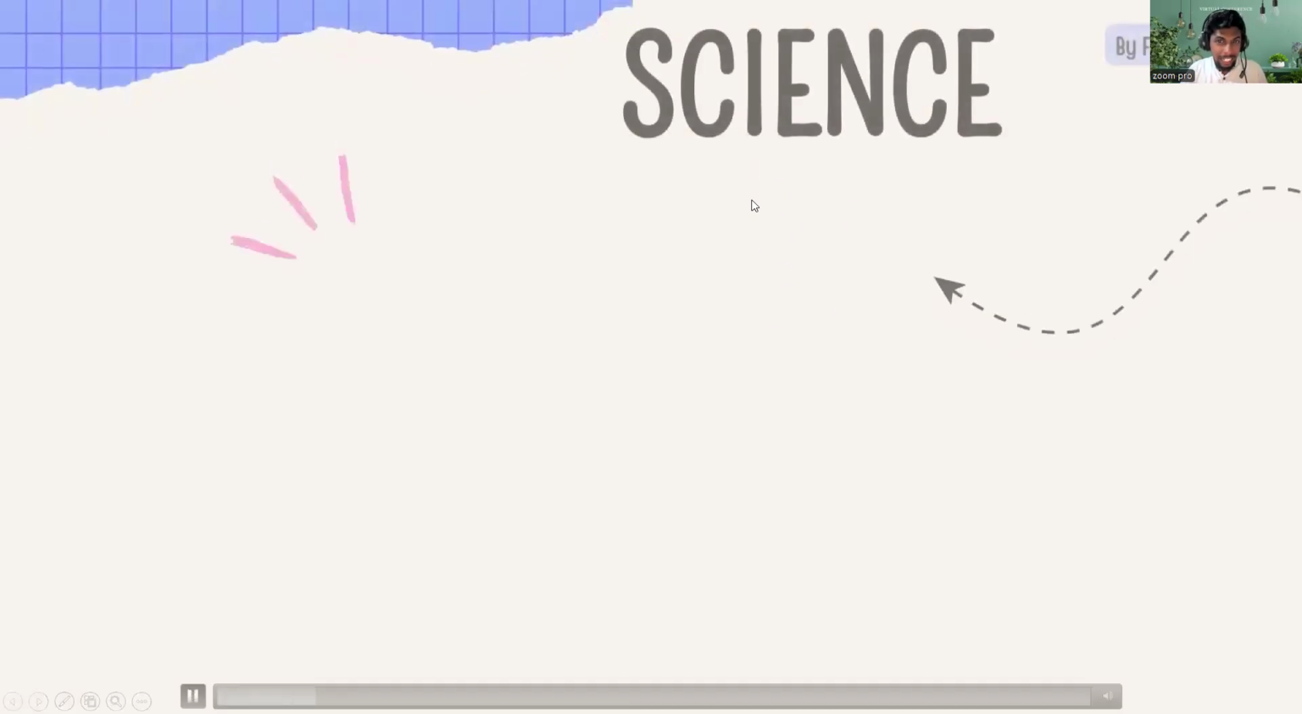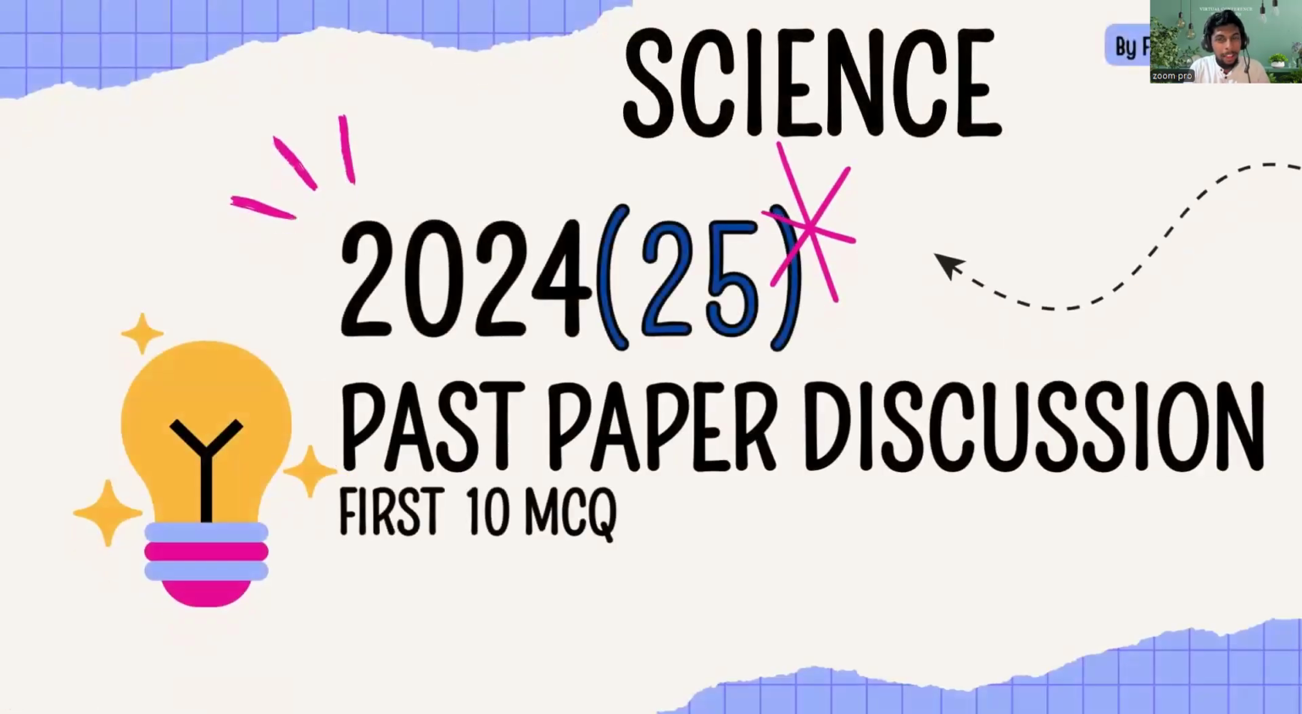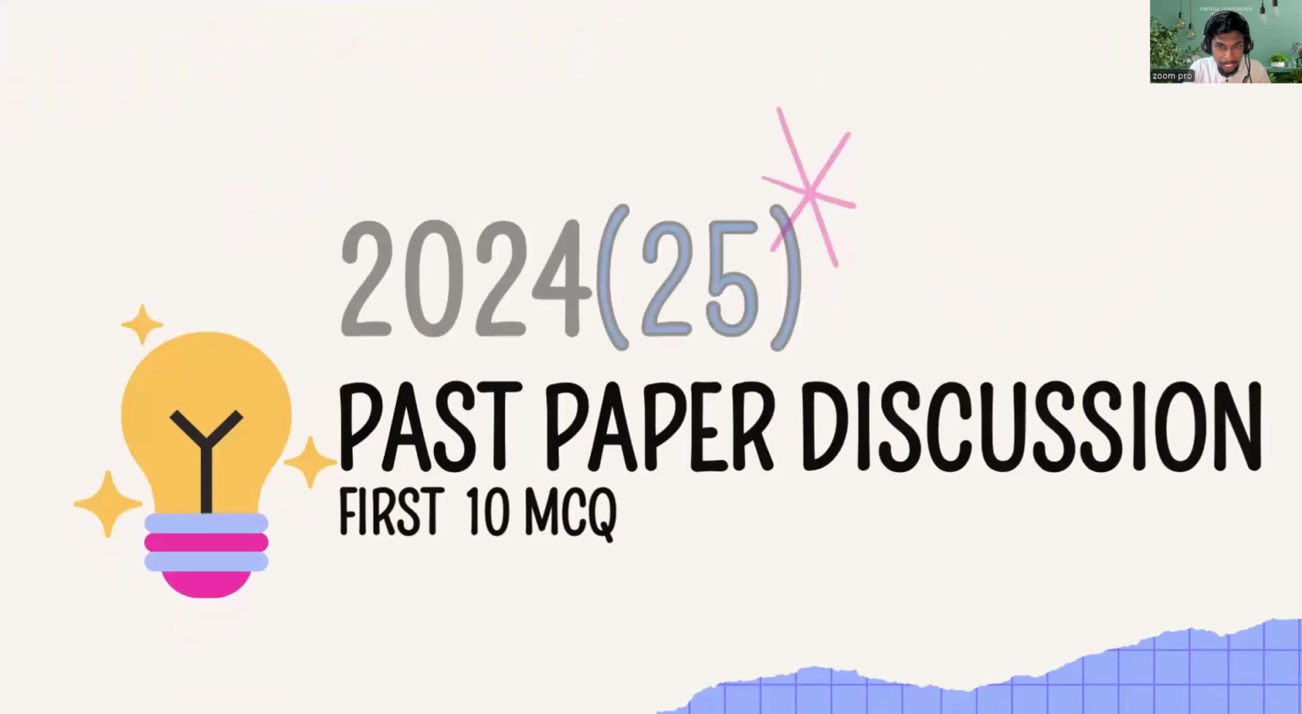Today in this class, we are going to discuss the science paper in English medium that was held in 2025 March. That means the exam was to be held in 2024, but it was delayed due to many reasons.